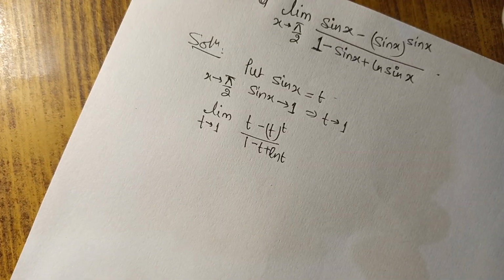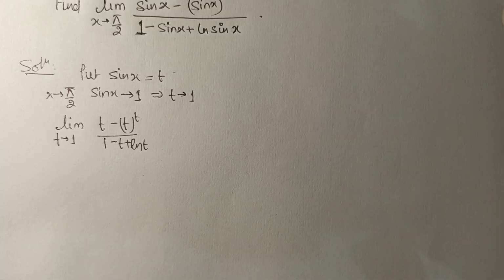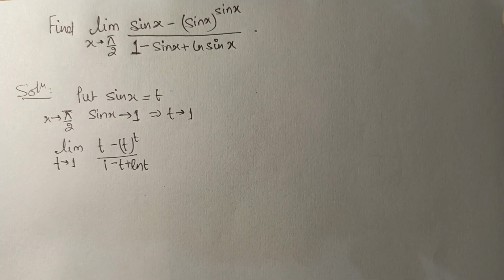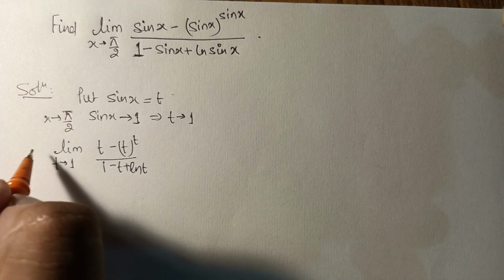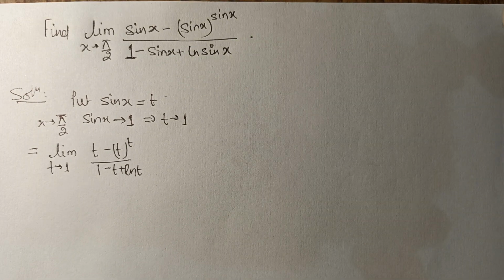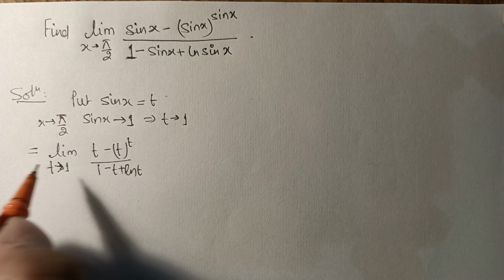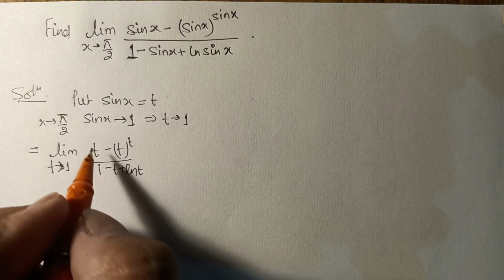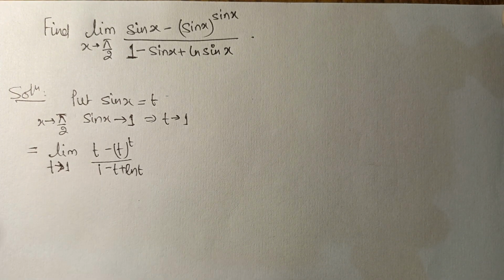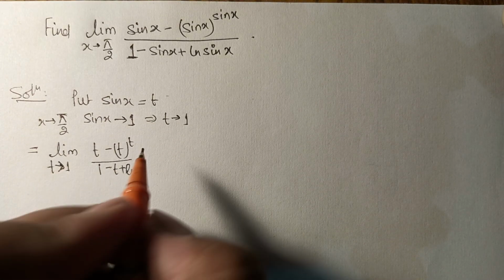Alright, now let's analyze this limit. First we will check whether it is an indeterminate form or not, because if it is not an indeterminate form like 0 by 0, infinity by infinity, or many more, then we can finally put this value in and find the limit easily. So let's check over here.